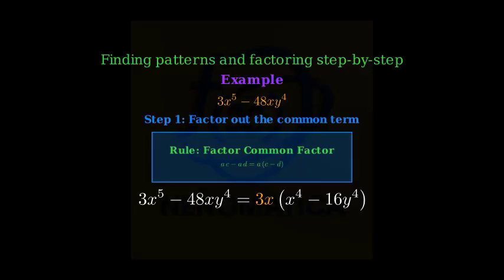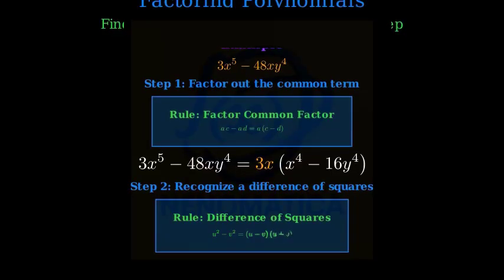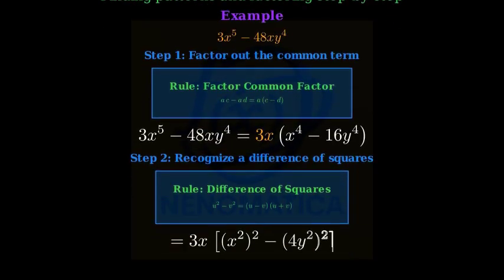For the second step, we need to examine what's left inside the parentheses. Notice that x to the fourth minus 16y to the fourth is a difference of squares. We can rewrite this as x squared squared minus 4y squared squared. Now we can apply the difference of squares formula. u squared minus v squared equals u minus v times u plus v. In our case, u is x squared and v is 4y squared. So we get x squared minus 4y squared times x squared plus 4y squared.